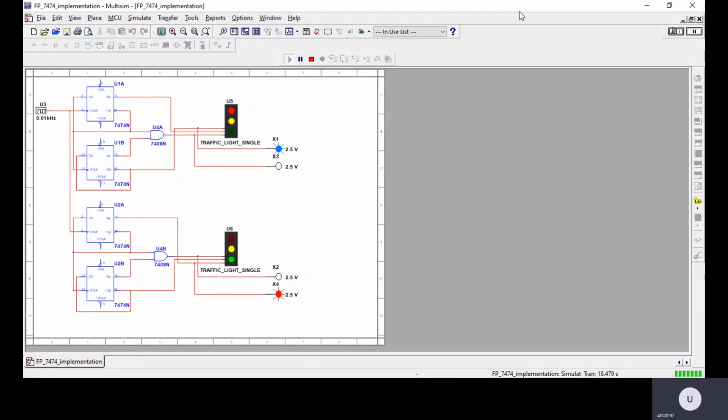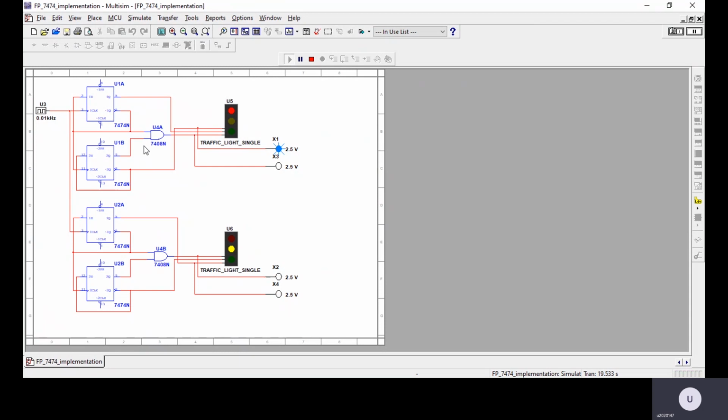Before ending our presentation, we would just like to show you our simulation for our project. As you can see on the screen right now, I have started the simulation on Multisim, and basically we have given a digital clock input to two 7474 ICs, and we have hardwired all the ICs for toggle mode. And for the second and fourth IC, we have given the clock input as the Q naught output of the previous IC.